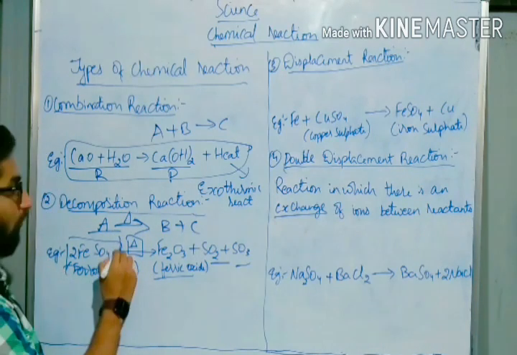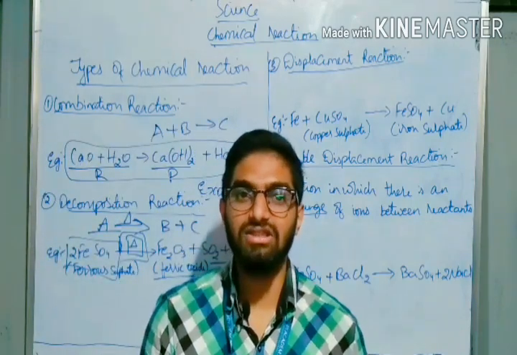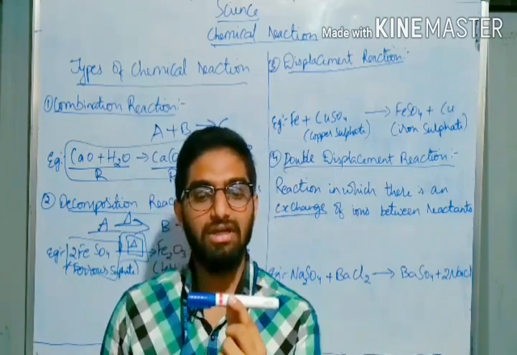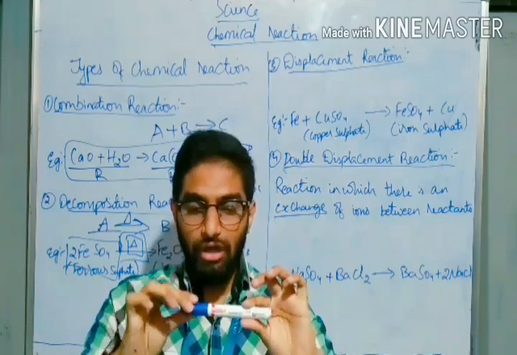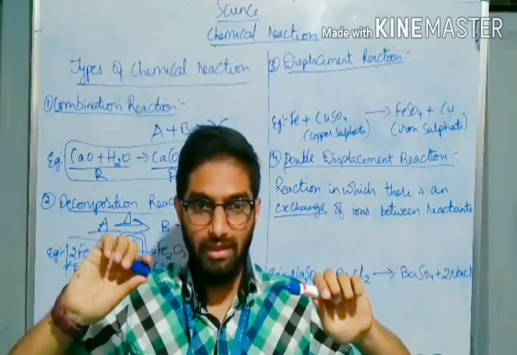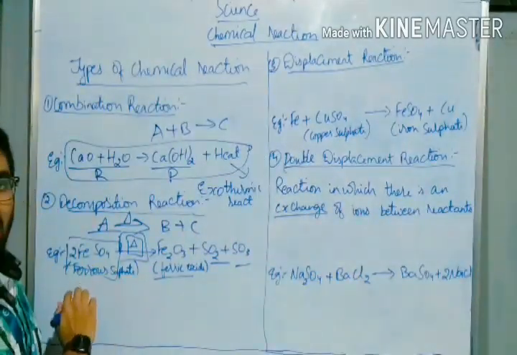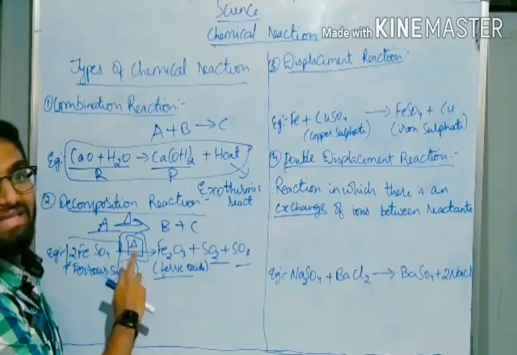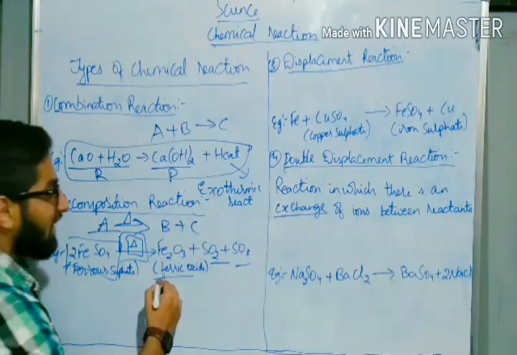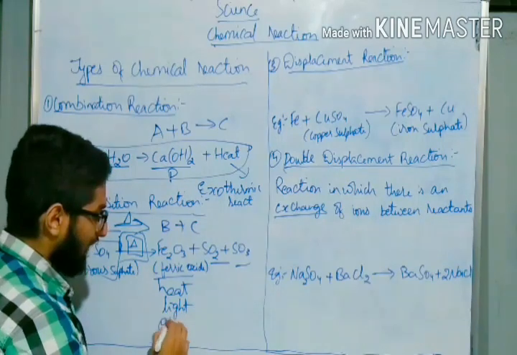But see here, for decomposition reaction to happen, you should supply an external energy. Why? Because if I take an example, this marker is comfortably arranged. Now, if I want to break this marker, I have to put an external force. Correct? So, to break a substance, you have to provide an external energy. That can be your heat energy or light energy or electricity.